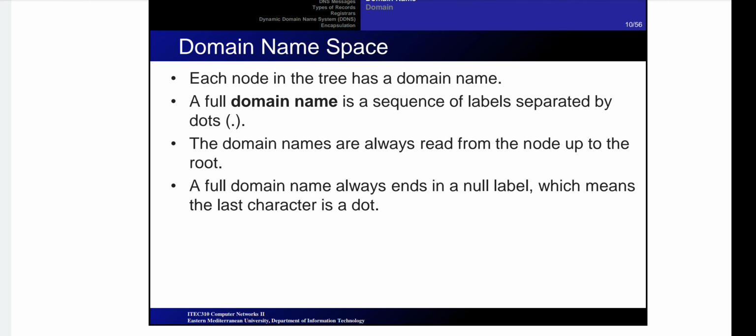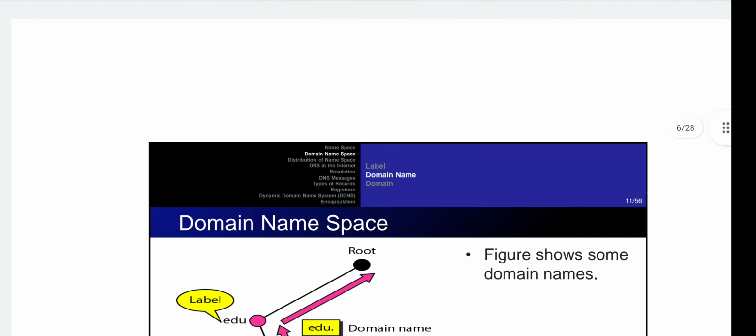Each node in the tree has a domain name. A full domain name is a sequence of labels separated by dots. The domain names are always read from the node up to the root. A full domain name always ends in the null label, which means the last character is a dot.